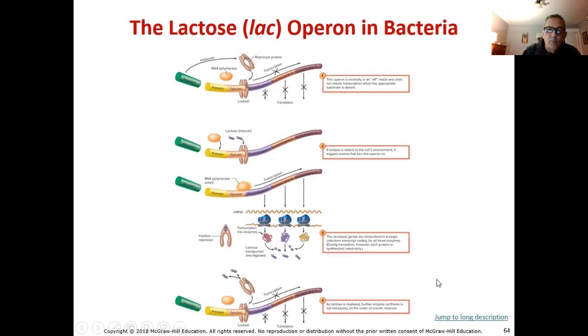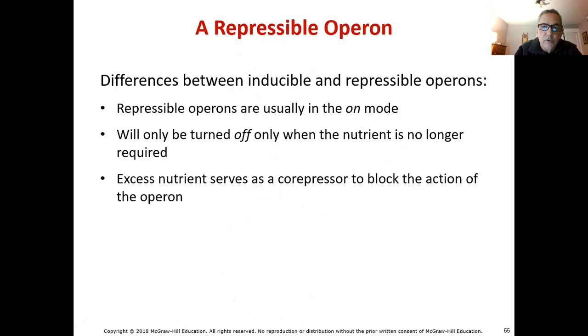Repressible operons are usually in the on mode, and will only be turned off when the nutrient is no longer required. Excess nutrient serves as a co-repressor to block the action of the operon.